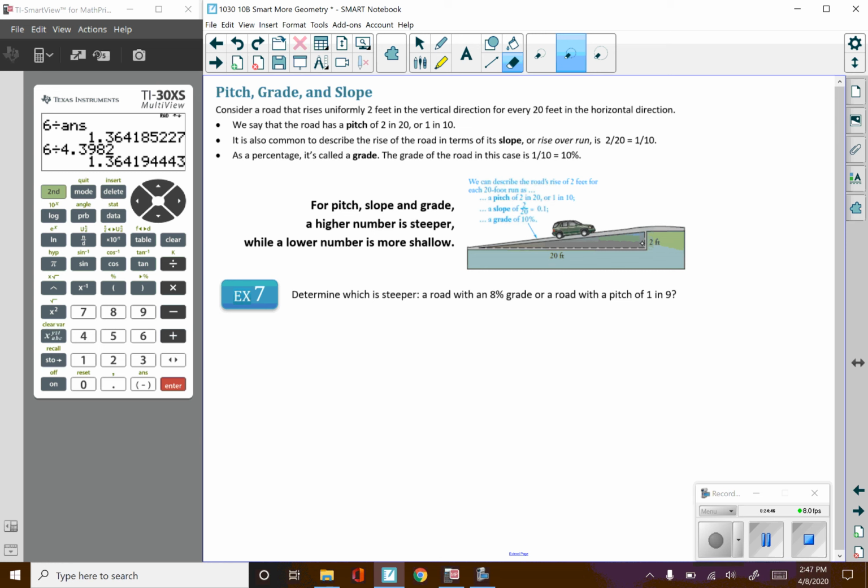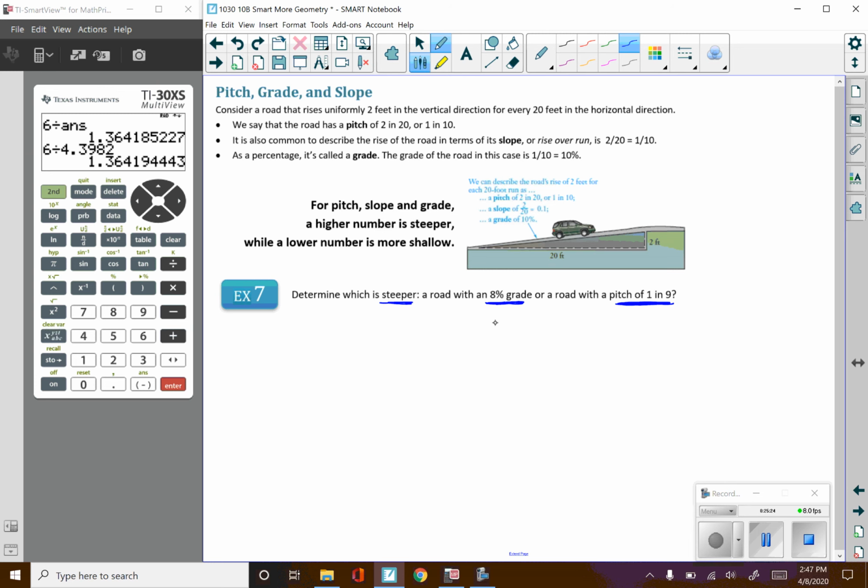It could also be given to you as a grade. A grade is usually a percentage. So if it says that it's a 10% grade, that means 10 out of 100 or 1/10. So 1 in 10. So these words all kind of mean the same thing. They just are different forms of the same thing, I guess. So when you're talking about pitch, slope, and grade, a higher number means steeper and a lower number is more shallow. So for this one, we want to compare which one is steeper, a road with an 8% grade or a road with a pitch of 1 in 9.